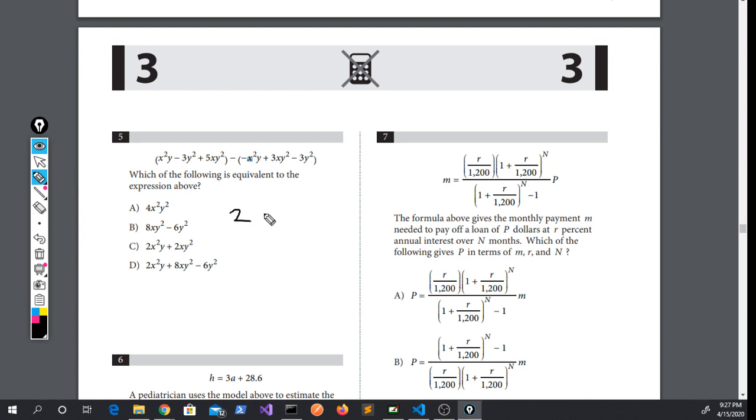So you know the first term is 2x squared y, so A and B automatically go away. And the only difference between C and D, one distinguishable difference, is 6y squared. So let's look at the y squared term, which is negative 3y squared, and this becomes plus 3y squared. So it cancels out. So the one that doesn't have the 6y squared term is the answer. Okay, that easy.